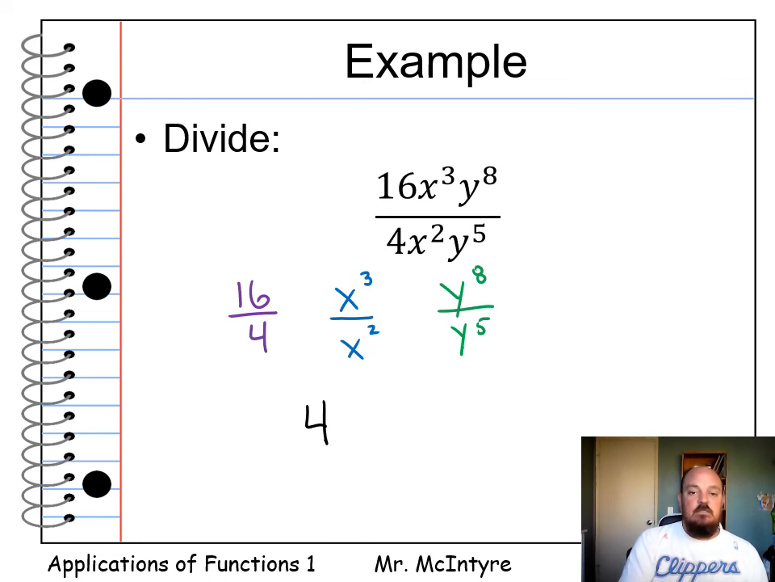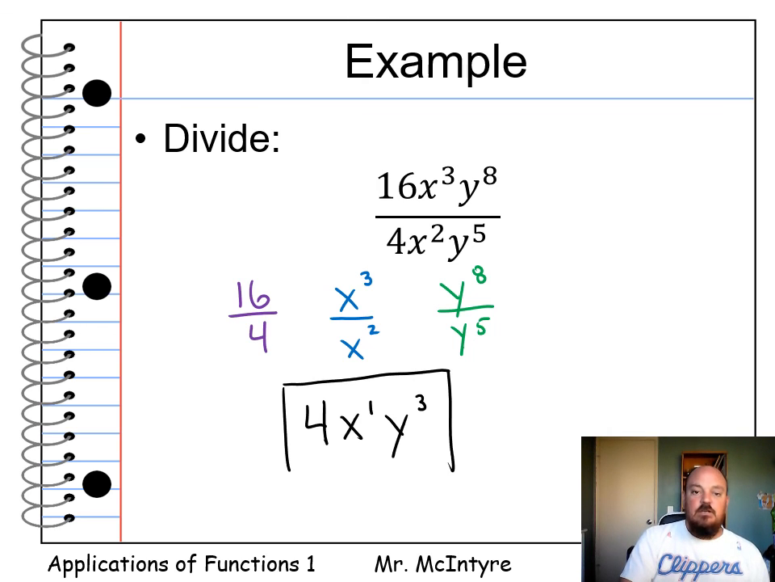Then we do our x's. We have x cubed divided by x squared. So I'm starting with 3. I'm canceling out 2. 3 minus 2 is 1. There's 1 x left. And then we'll do the same thing with the y's. Leave the y. I'm starting with 8, canceling out 5. 8 minus 5 is 3. So my final answer is 4x to the first y cubed. Or remember, when you get a 1 for an exponent, you don't even need it. You could just say 4x y cubed, and that would be fine. If you put the 1 there, it's fine. If you take it out, that's fine. Either way.